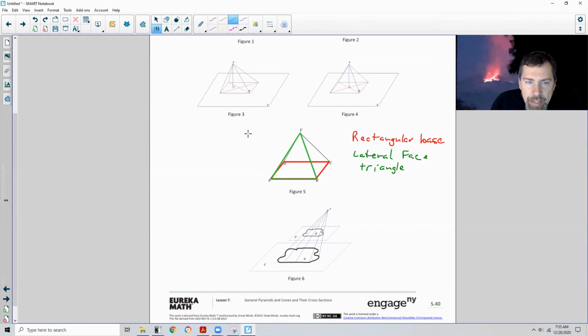Okay, so let's name all these lateral faces. So let's start with the left, go right, and go up. So we have triangle ABV. We have triangle BCV. And we have triangle the back, CDV. And we have the left side, DAV. These are all lateral faces. The base is a parallelogram, A, B, C, D.